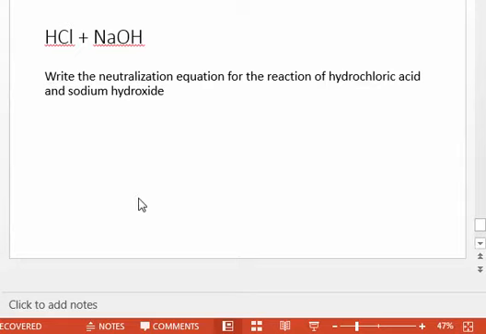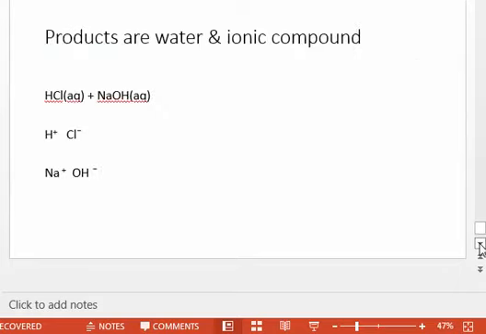Let's write the neutralization equation for the reaction of hydrochloric acid and sodium hydroxide. So the first step is to write out our formulas, and again, you are permitted to write the formula and name of the strong acids and strong bases and any other acids and bases you think might be necessary. So the formula for hydrochloric acid is capital H, capital C, lowercase l, and we'll put the phase in there of aq. And the formula for sodium hydroxide is capital N, lowercase a, capital O, capital H, and again we'll include the phase of aqueous.